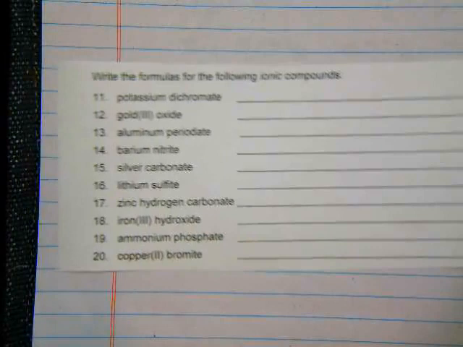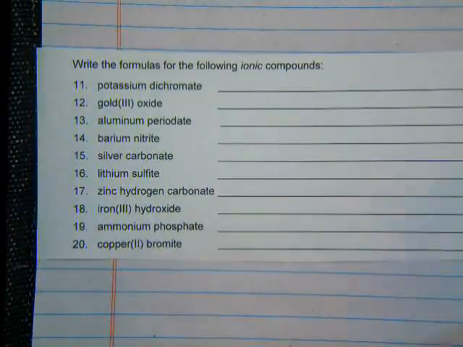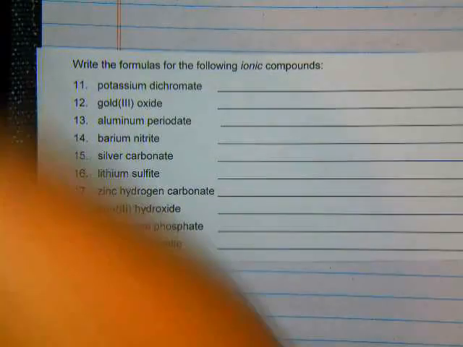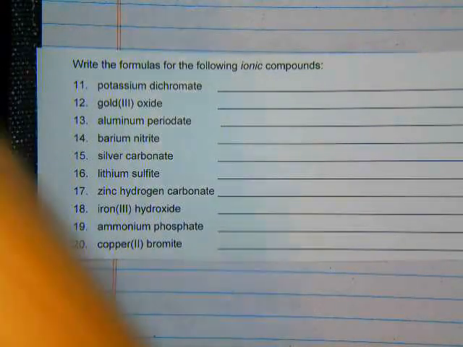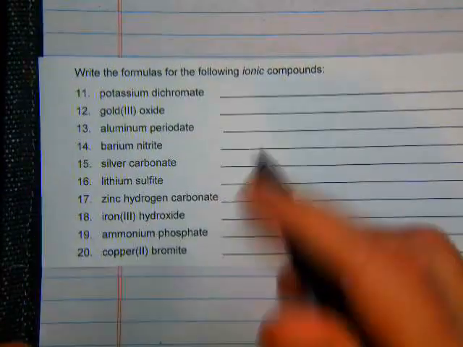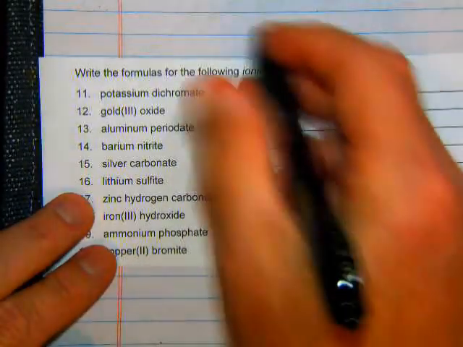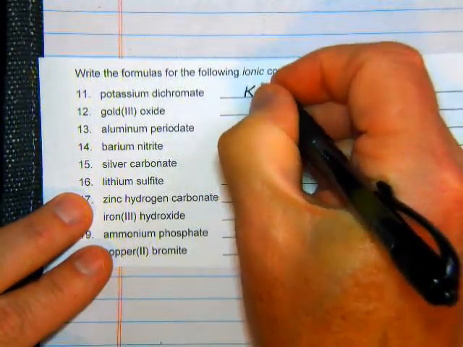Let's see if we can go the other way with this one. So instead of writing the name, let's take the name and go to the formulas. So a little bit different play. Now, on this one, when you write them down, you've got to balance for charges also, so there's one more step involved here. So let's go with potassium. That's K. That has a +1 charge.